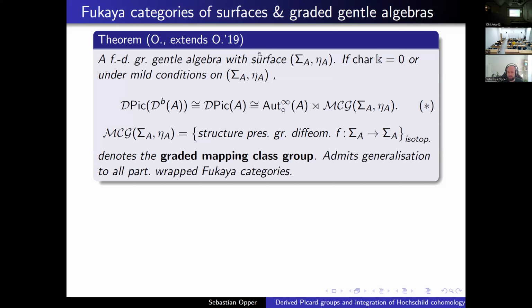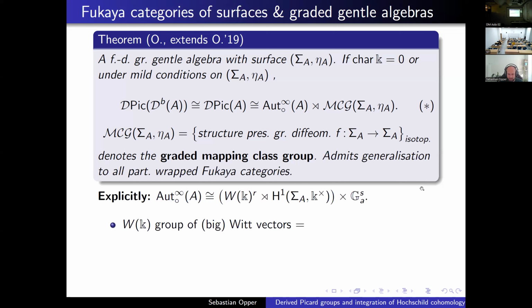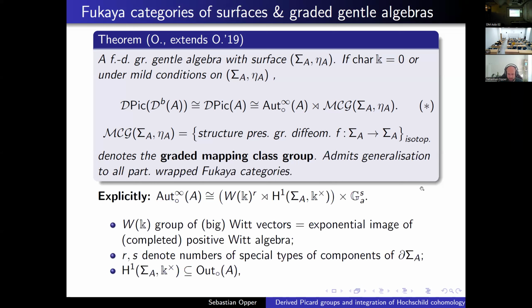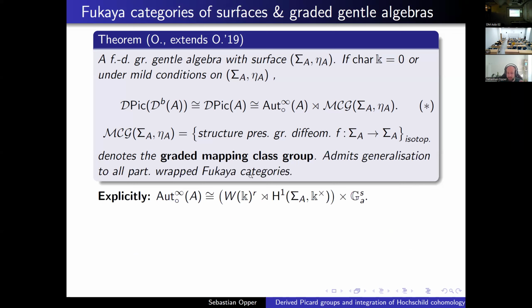And you can generalize this in all sorts of ways. So you can do homologically smooth gentle algebras. You can do all these Fukaya categories, which includes the cases where you can't model this by gentle algebras. So you can do similar stuff there, which I'm not going to mention. And then I think it's interesting to maybe say that you can explicitly describe this group.